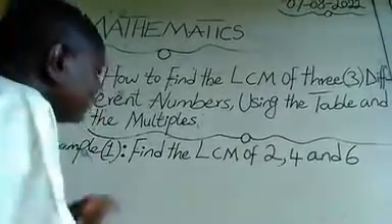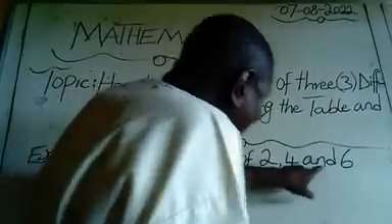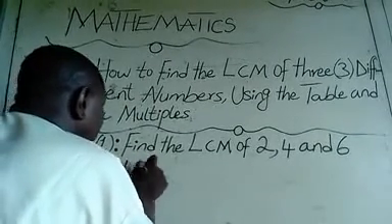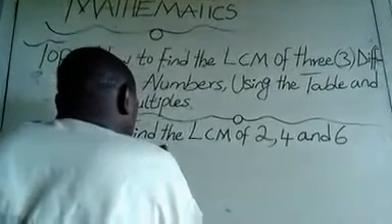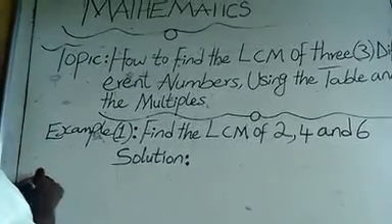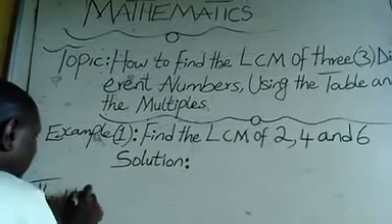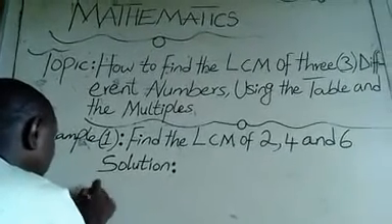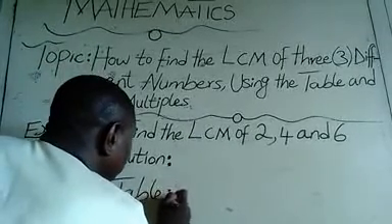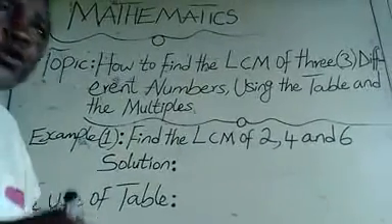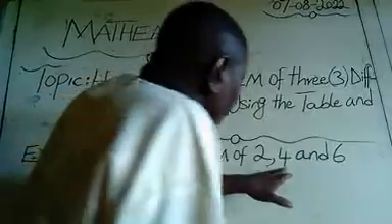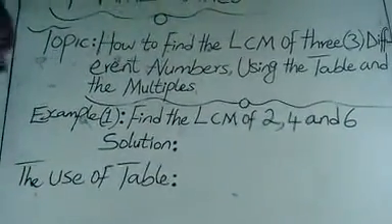Example 1. Find the LCM of 2, 4, and 6. Solution. I'm going to draw the table. I can use the table in finding the LCM of 2, 4, and 6. Right now, I am going to draw the table.